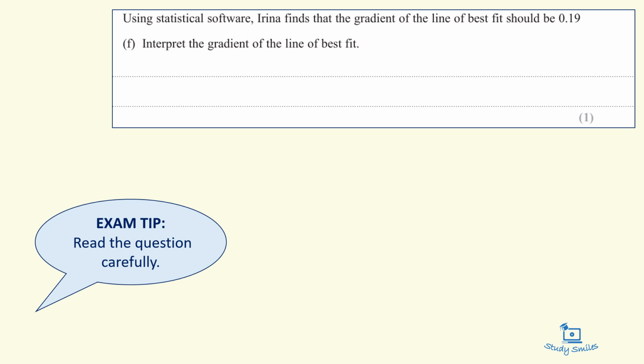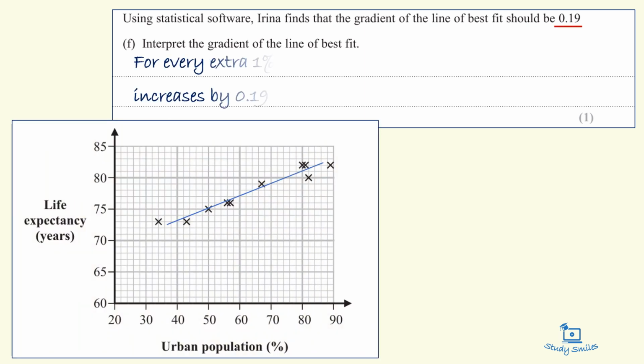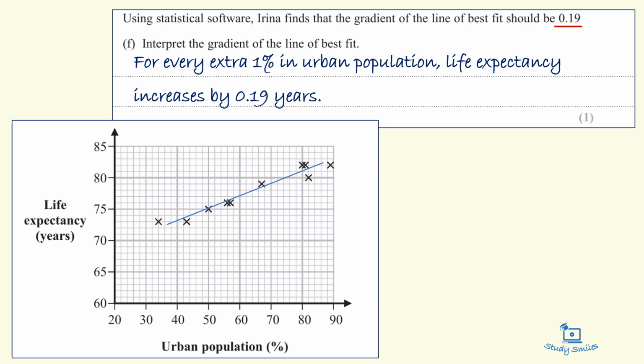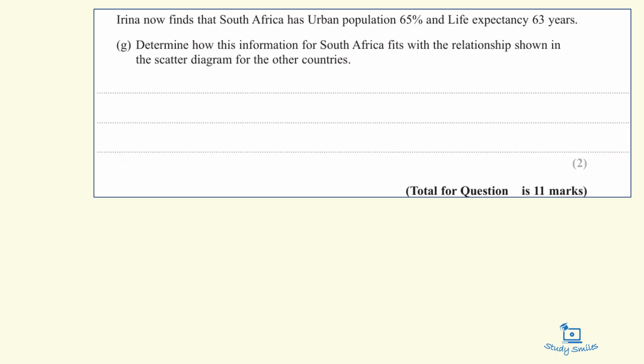So this question is basically asking us to say what the 0.19 gradient means in the context of the question scenario. I'm going to say that for every 1% extra in urban population, life expectancy increases by 0.19 years. Make sure you use the correct units for the scenario. So in this question, percentage for urban population and years for life expectancy.